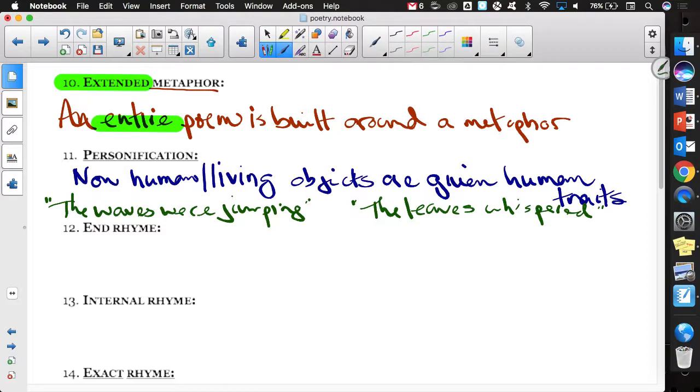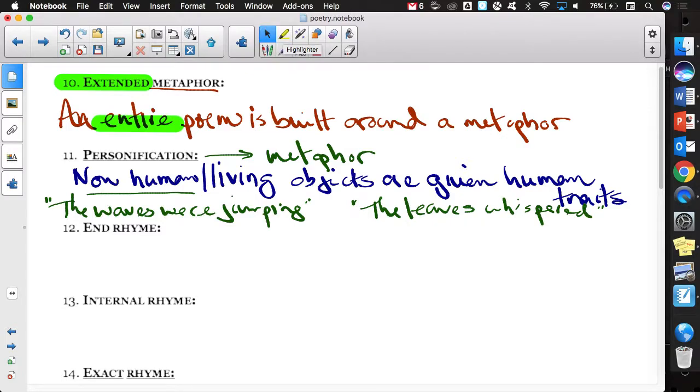I wrote non-human living objects are given human traits. There's a little bit of an argument as to what you mean by non-human. Some people would consider giving animals human traits an example of personification. Others think that it has to be a non-living object for it to ultimately be personification. That's not a debate we're going to get into today. So personification is a type of metaphor. You could have personification being an extended metaphor, but it's where you usually give non-living objects some kind of human-like quality.